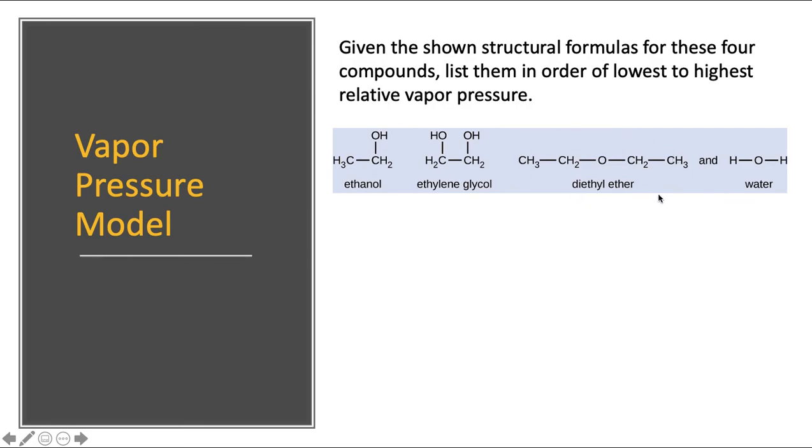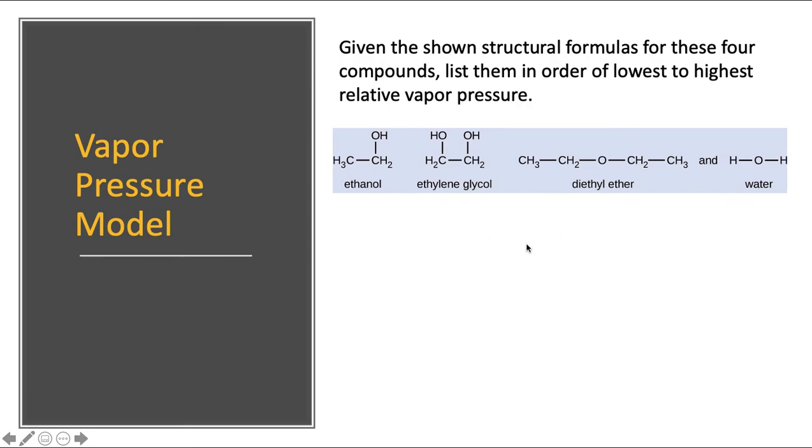So this will have the lowest or the weakest intermolecular force. It will probably have just London dispersion forces. Because it has the lowest intermolecular force, it will have the highest relative vapor pressure, because the molecules in the diethyl ether liquid do not interact very strongly with each other. So it's not so hard to remove the molecule of diethyl ether from the liquid phase and put it into the gaseous phase, because those interactions aren't very strong.